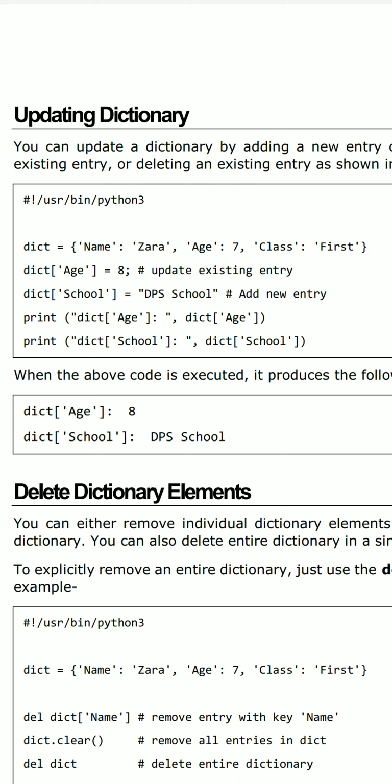So dict is equal to name Zara, age 7, class First. This is dictionary one. And next I am updating a value. Here I am changing the value as dict of age is equal to 8.